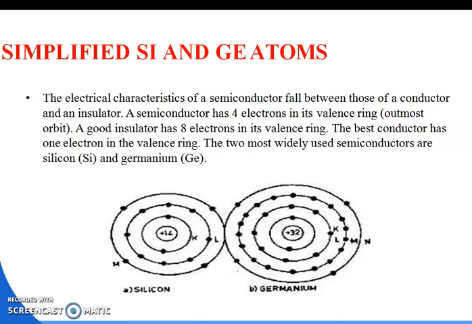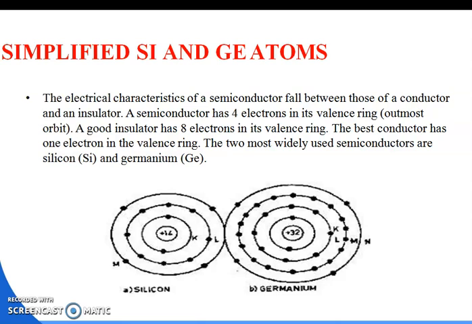The two most widely used semiconductors are silicon and germanium. Silicon is 2, 8, 4, and the other one is germanium, that is 2, 8, 18, 4. That is atomic number 32. So the outermost must be 4. That's why we can say that these are the semiconductors. Silicon and germanium are the most popular semiconductors.